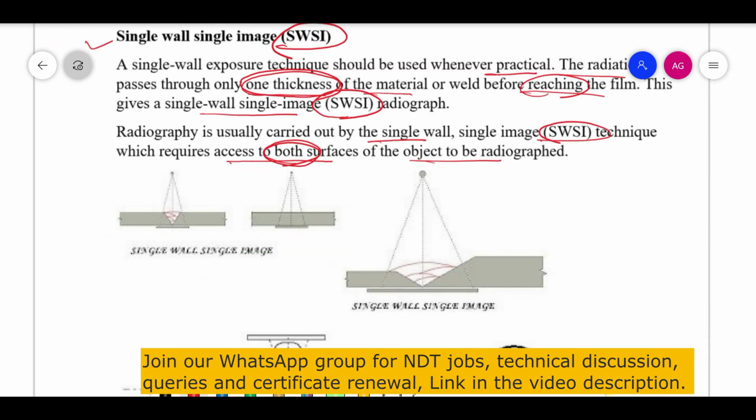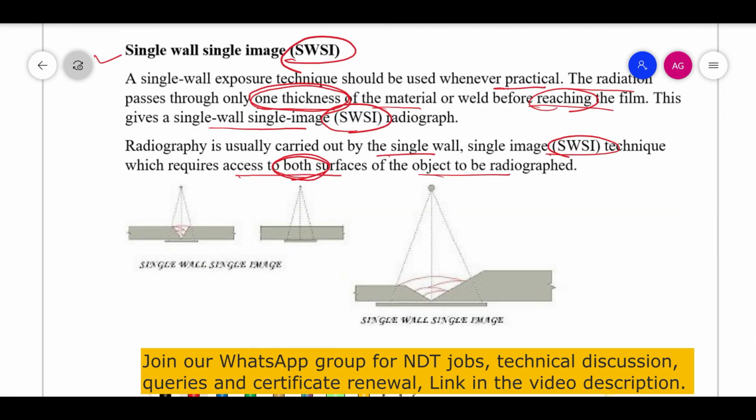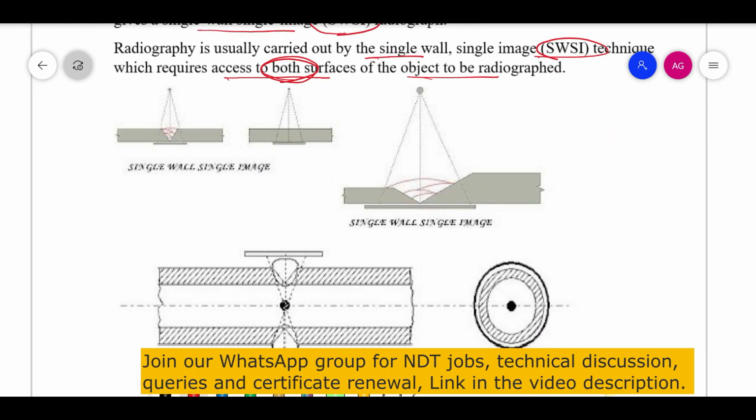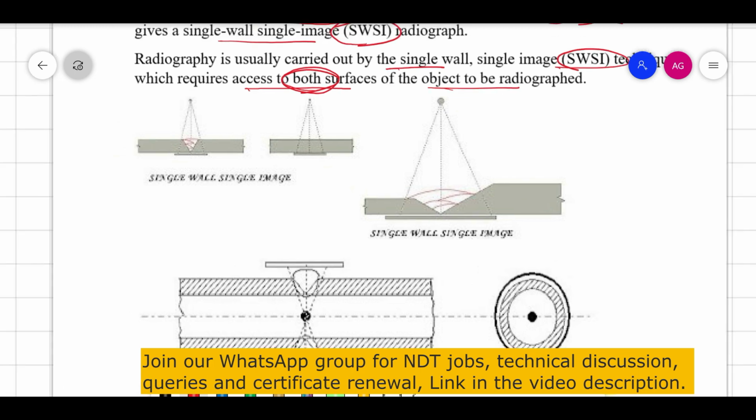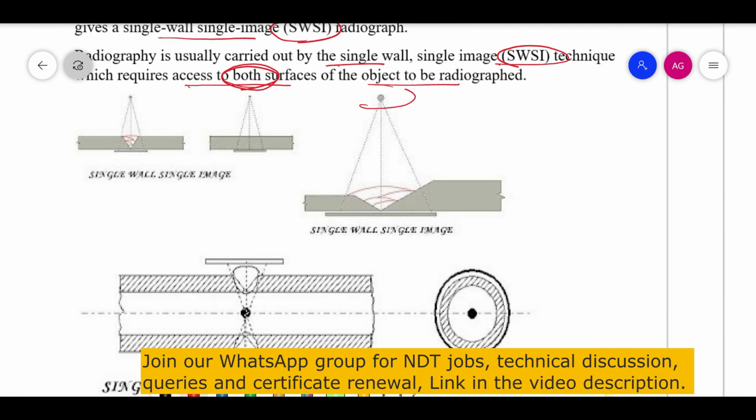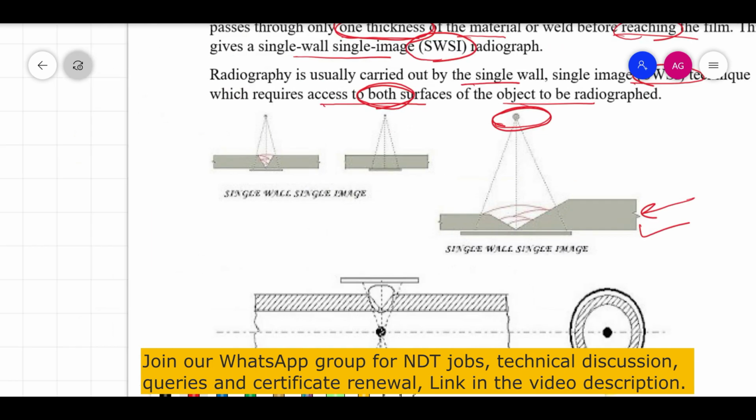Okay, so both side accessibility is required in SWSI. This type of arrangement is there. Here you can see this is the source, and here is your specimen. So here in this figure, two pieces have different thickness.